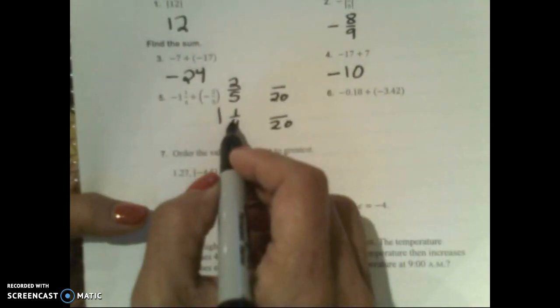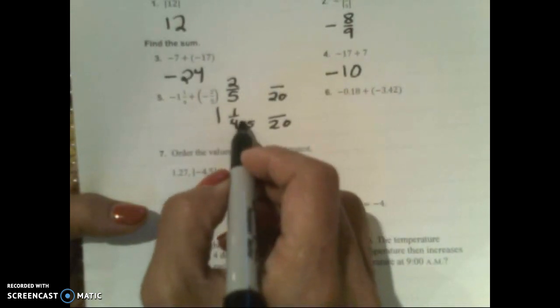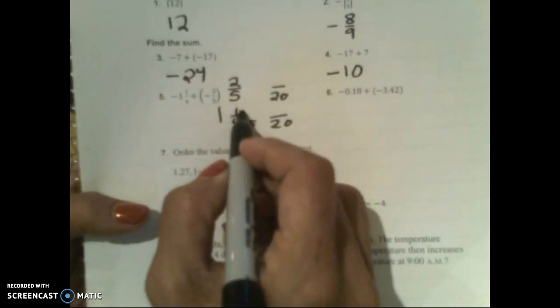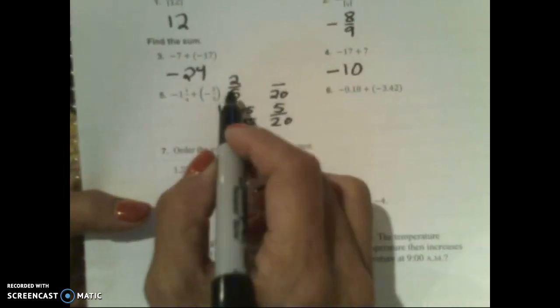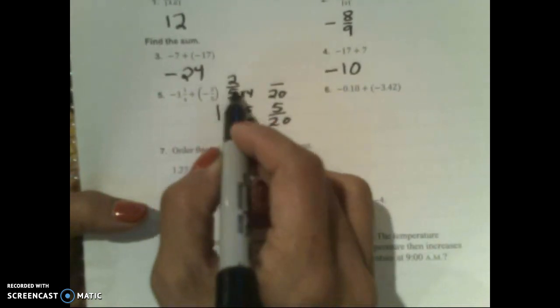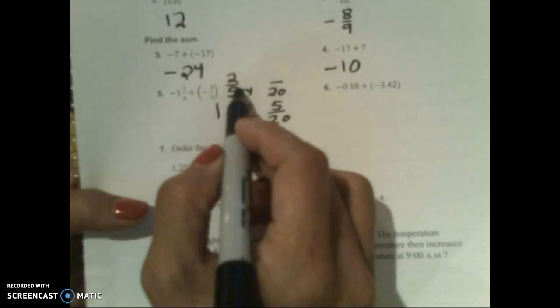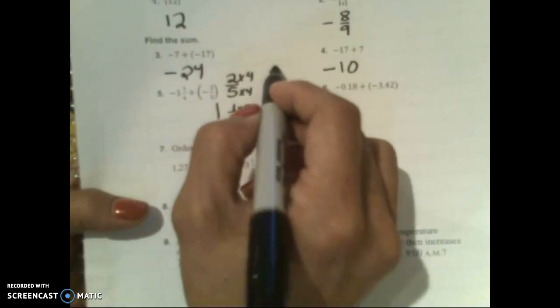Looking at this, to get from 4 to 20, I have to multiply by 5. What I do to the bottom, I do to the top. 1 times 5 is 5. And the 5, to get to 20, I have to multiply by 4. So 5 times 4 is 20. What I do to the denominator, I have to do to the numerator. 2 times 4 is 8.